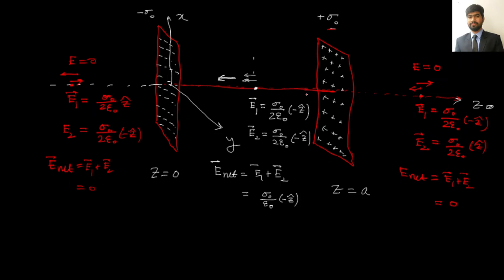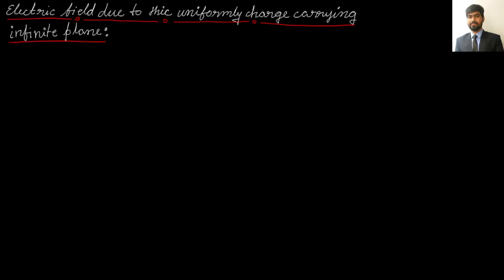For the directions, one thing you have to remember: the electric field will always be perpendicular to the plane. If the plane is carrying a positive charge density, the field will be away from the plane. If the plane is carrying a negative charge density, then it will be towards the plane. Okay, it's good. Now let's solve another problem.